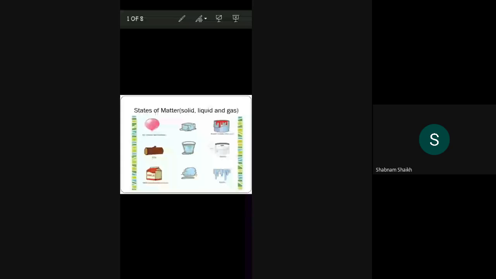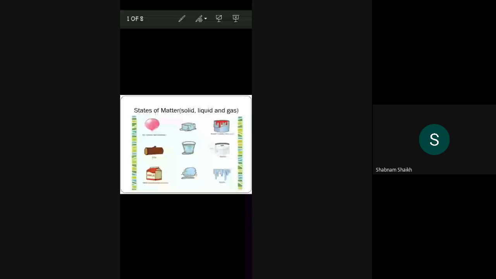Okay. Can you classify solid objects from this picture image? The objects which are solid over here are balloon and ice, the can which is holding the paint in it, and glass.